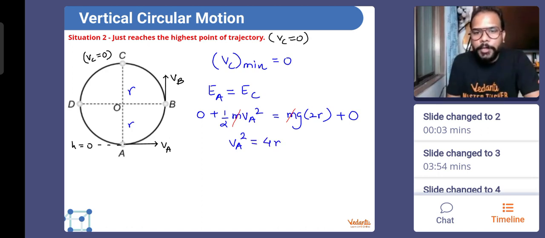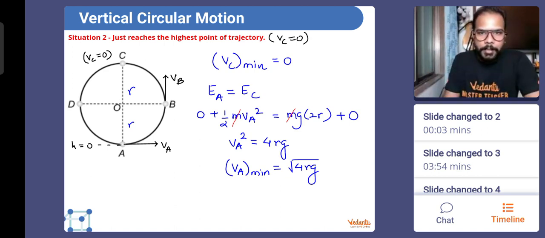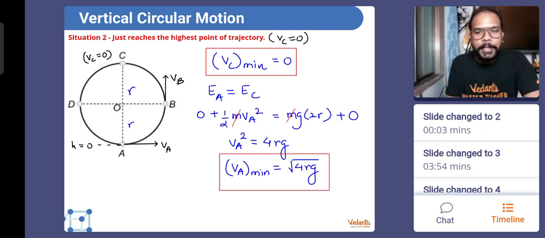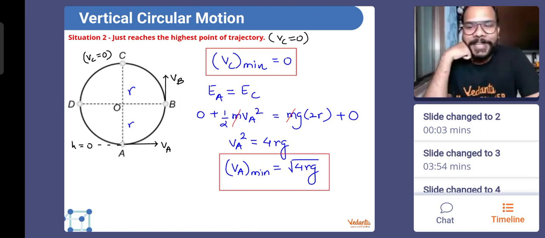Va square comes out to be 2 into 2rg, so va minimum comes out to be under root 4rg. You can write it as 2 into under root of rg, but we are calling it root 4rg. Okay guys, I'm deliberately calling it root 4rg. So this is C का minimum velocity, A का minimum velocity. Any guesses for B? Any guesses for B?